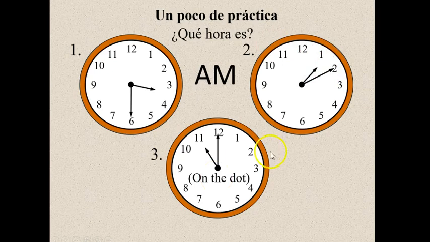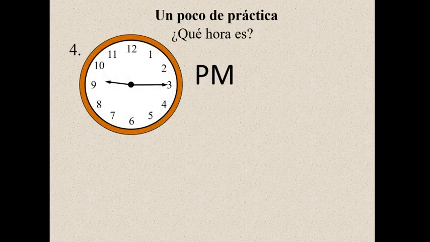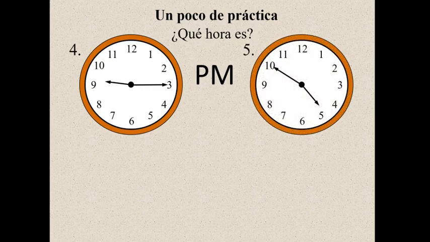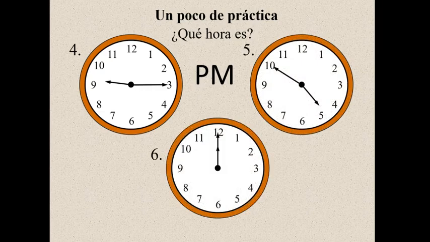Es la 1:10 de la mañana. Número 3, it is 10 o'clock on the dot. Son las 10 en punto de la mañana. Ahora la tarde. It is 9:15. It is 4:50. It is 12 p.m. or noon. Take a minute and write down or say out loud what you think the answer is.